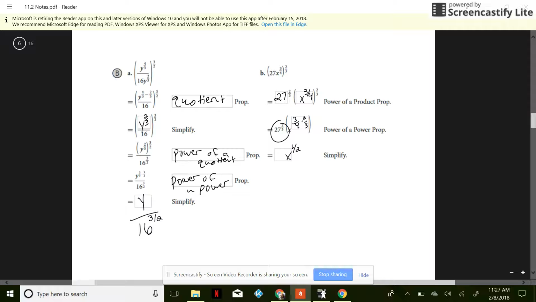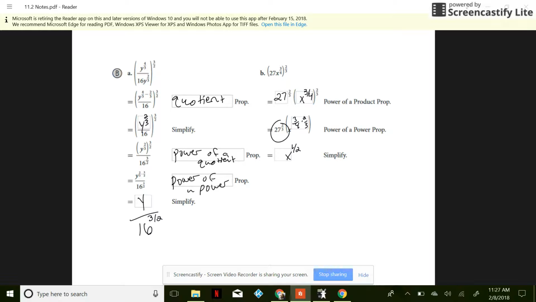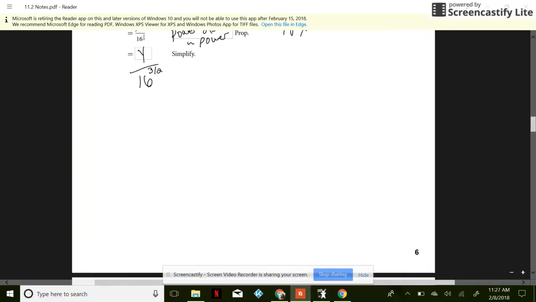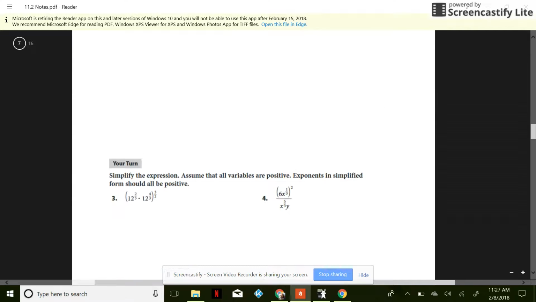Here we can simplify a little bit. I'm going to take the cube root of 27, which is 3, and then square that to get 9. So this will simplify to 9 square root x. Depends on how you want to write it.